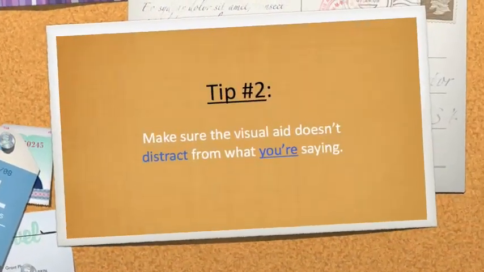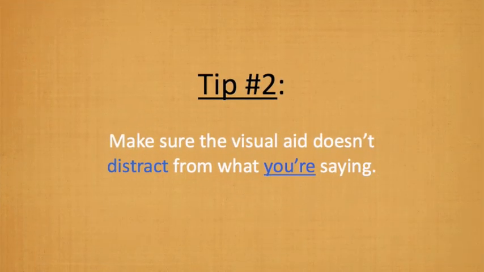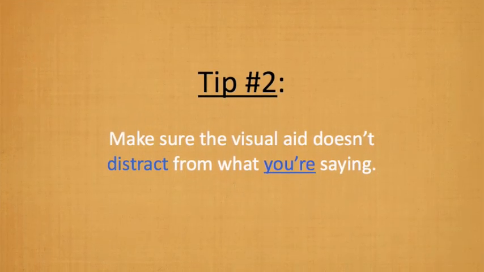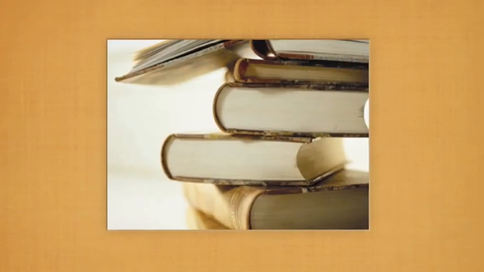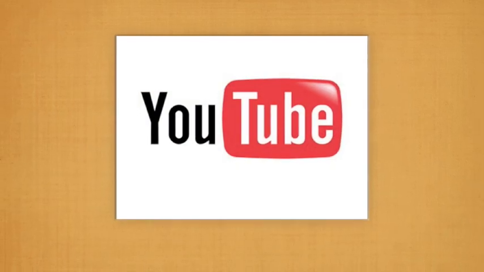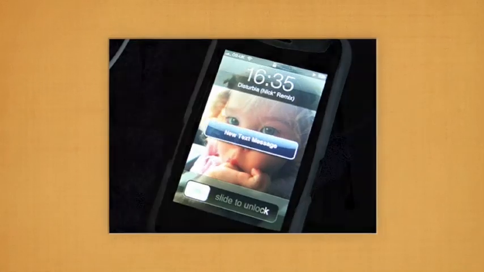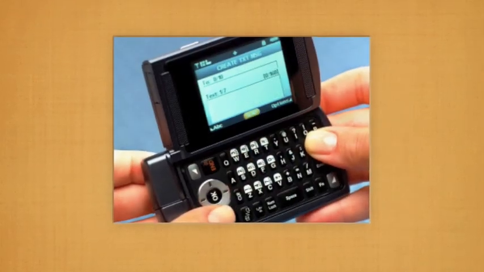Tip number 2, make sure your visual aid doesn't distract from what the speaker is saying. Remember, visuals are very powerful. People are drawn to them more than words. Why do you think that movies are more popular with your generation than books, and YouTube is more popular than letters or journals, and picture messages are more popular than simple texting?